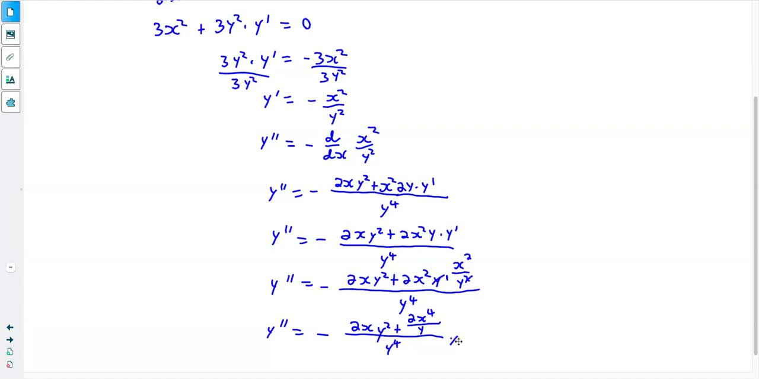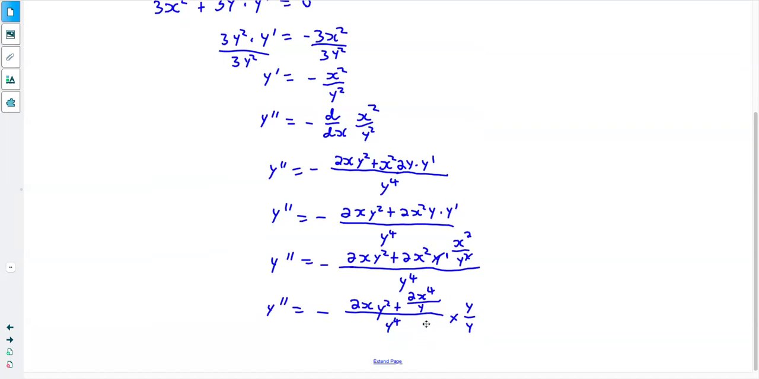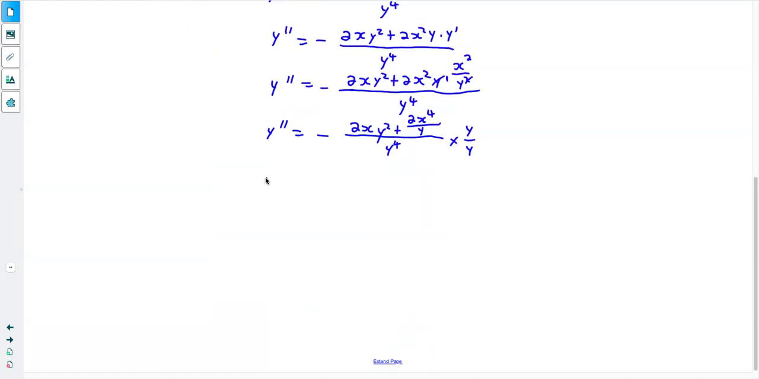Now what I would do at this point is multiply the numerator and denominator by y over y. That way we can get rid of this extra fraction. So that's going to give us y double prime is equal to negative of 2x y cubed plus 2x to the 4 over y to the power of 5.